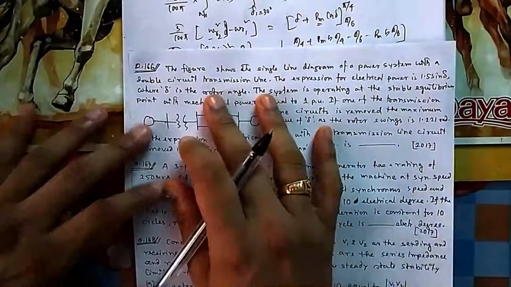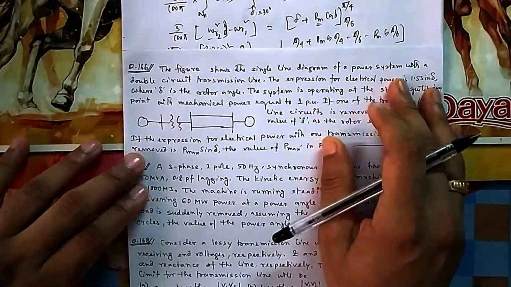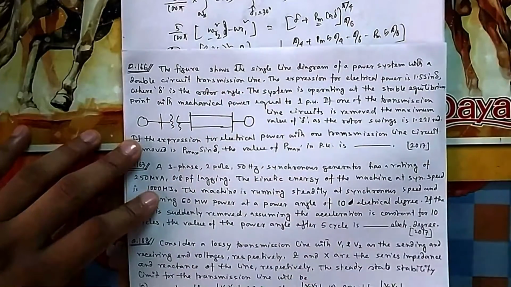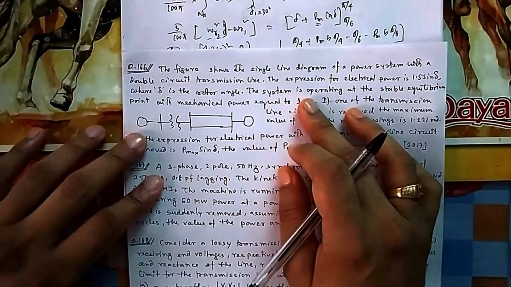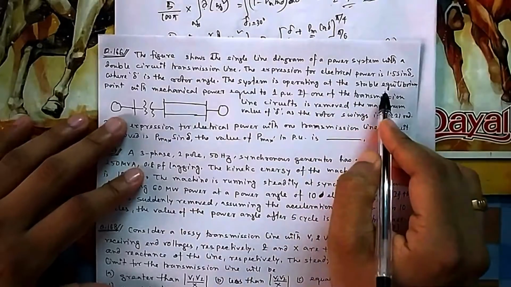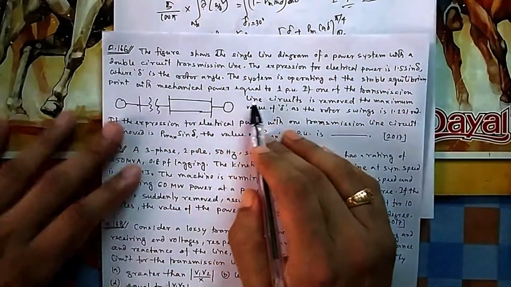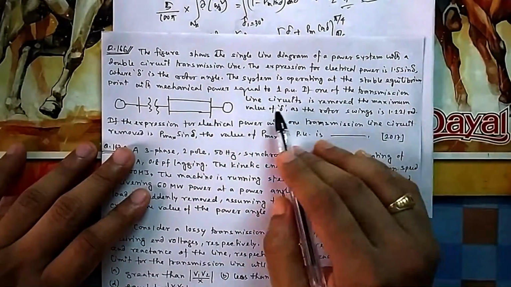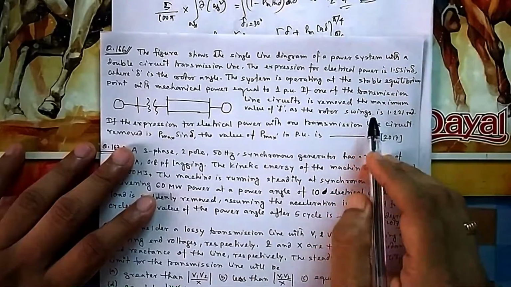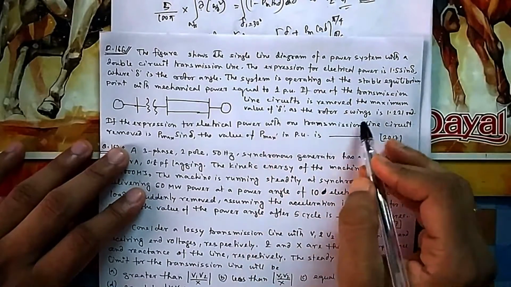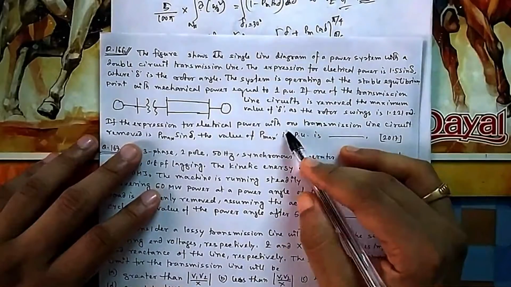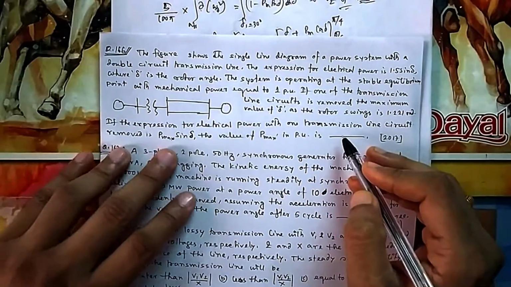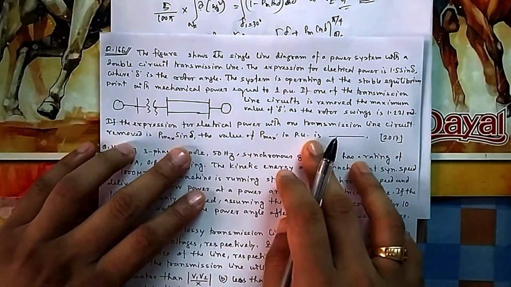Okay, in question number 166, the figure shows a single line diagram of a power system with a double circuit transmission line. The expression for electrical power is 1.5 sin delta, where delta is the rotor angle. The system is operating at a stable equilibrium point with mechanical power input equal to 1 per unit. If one of the transmission line circuits is removed, the maximum value of delta as the rotor angle swings is this much. If the expression of electrical power with one transmission line circuit removed is Pmax sin delta, then find the value of Pmax in per unit.